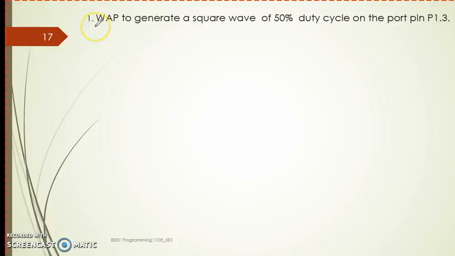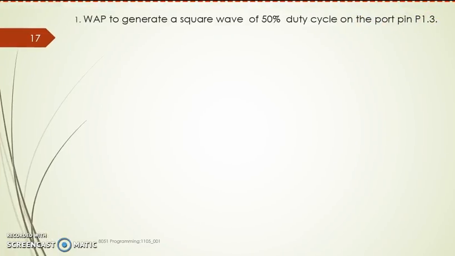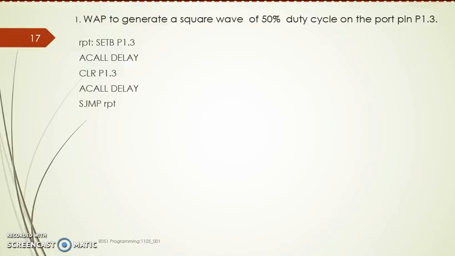Let us take the first example. Write a program to generate a square wave of 50% duty cycle on the port pin P1.3. So we have to set the port pin P1.3, give a delay, and then again clear it, give a delay, and repeat the process. So SETB P1.3, call a small delay routine, CLR P1.3, call a small delay routine, and SJMP back to repeat.